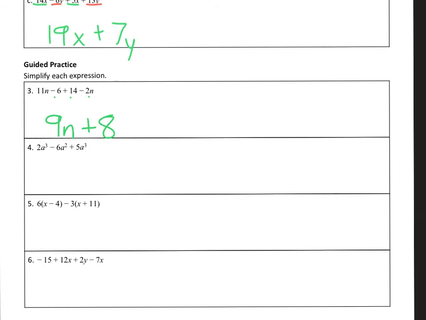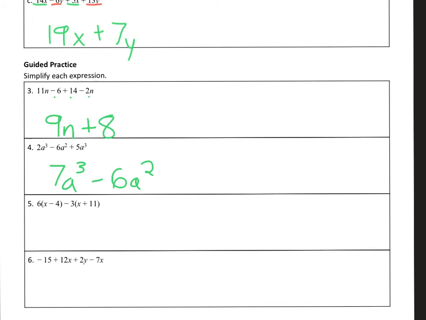For number 4, 2a cubed and 5a cubed are like terms. So I could combine those, 2a cubed plus 5a cubed, 7a cubed. Negative 6a squared, if it doesn't have any like terms, it just remains the same, right? Negative 6a squared stays negative 6a squared.